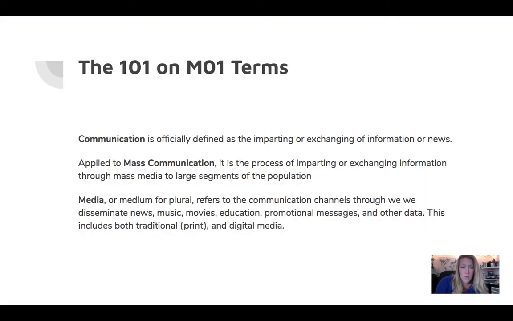Here is the 101 on M01 terms. Communication is officially defined as the imparting or exchanging of information or news. Applied to mass communication, it is the process of imparting or exchanging information through mass media to large segments of the population. Media, or medium for plural, refers to the communication channels through which we disseminate news, music, movies, education, promotional messages, and other data.